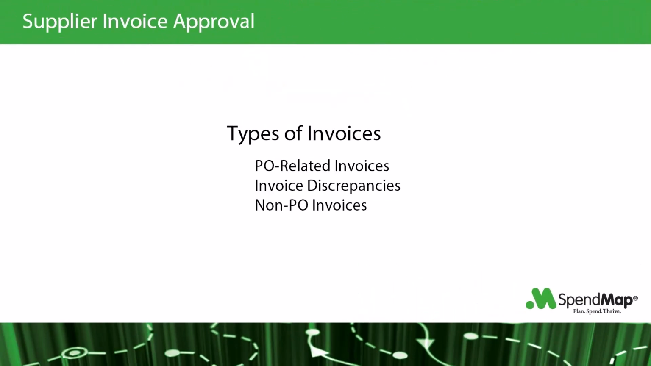We talk about different types of invoices in SpendMap, but there's really only one type of invoice: when your supplier bills you for something that you've purchased. But there's a few different ways to approve invoices in SpendMap, depending on the circumstances. So today we're going to review the three most common types of invoices, including PO-related invoices, invoice discrepancies, and non-PO invoices.